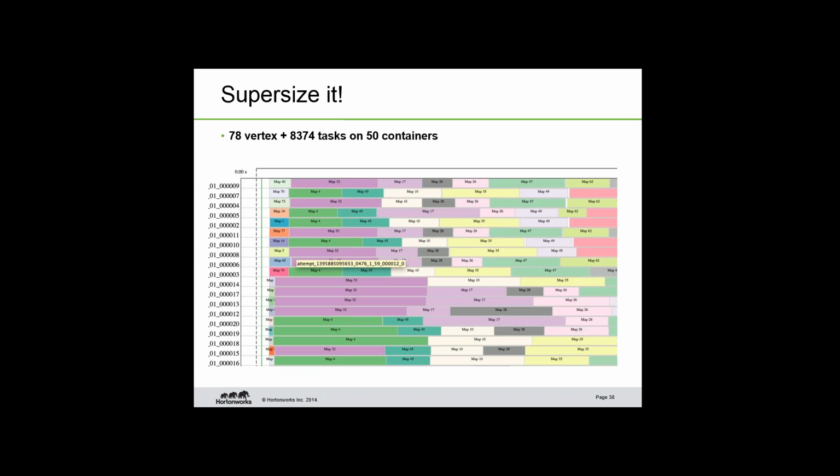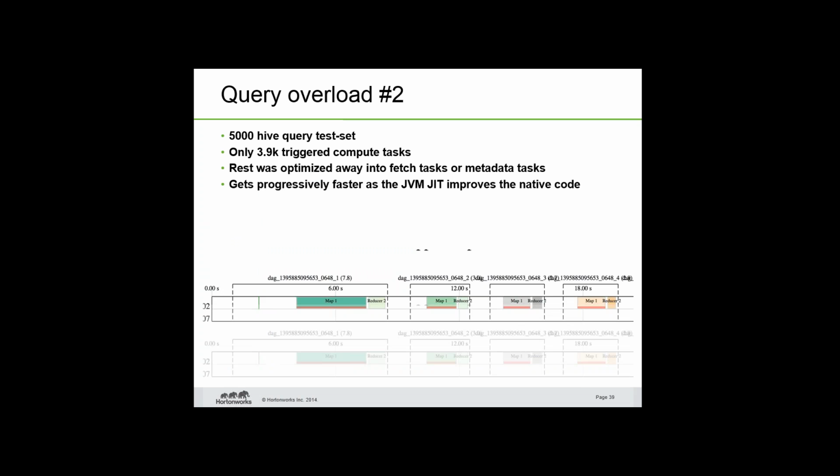To summarize, over 878 vertexes can run over 8,374 tasks, over 50 containers, on Hive Server 2 using Tez on the HDP platform now. For query overloaded cases, suppose 5,000 Hive queries have been submitted, only 3.9K triggered compute tasks. The rest were optimized away into fetch tasks or metadata tasks, and it progressively gets faster as the JVM JIT improves over the native code performance.